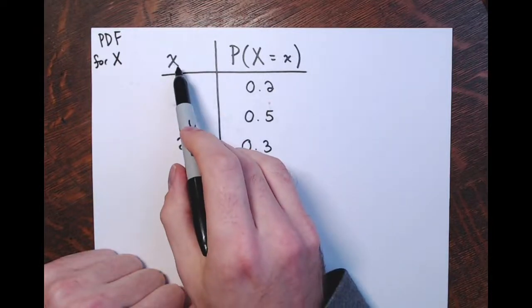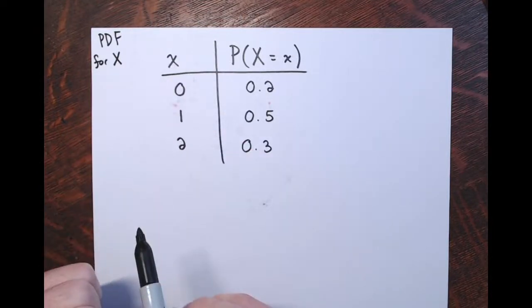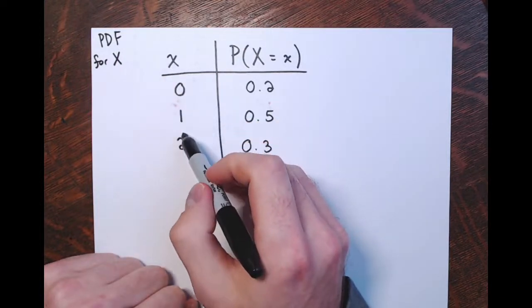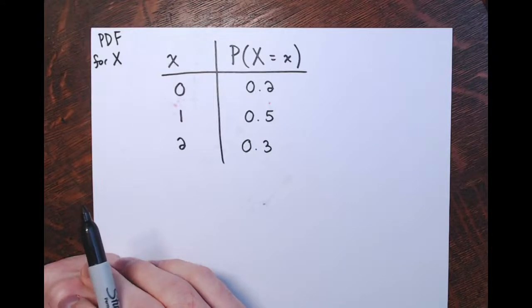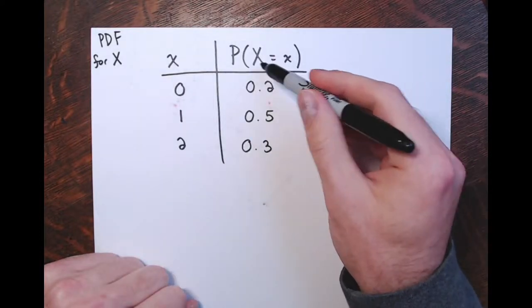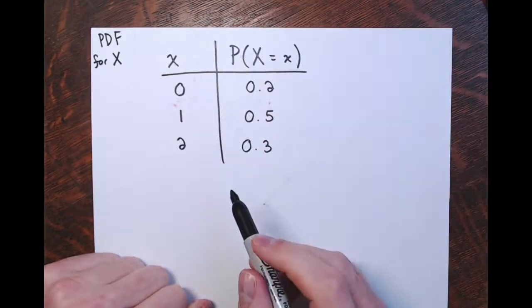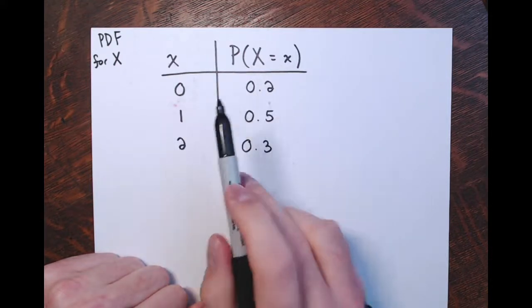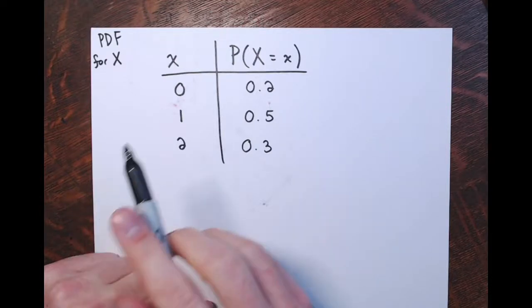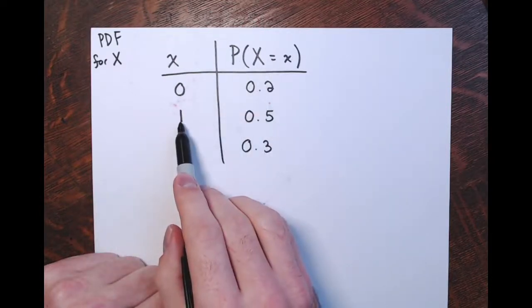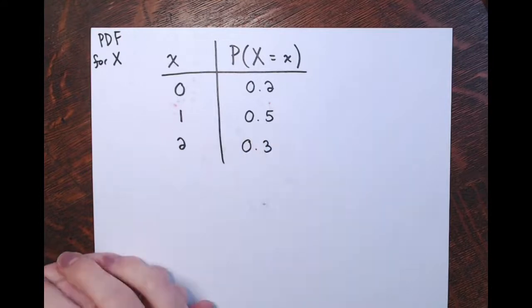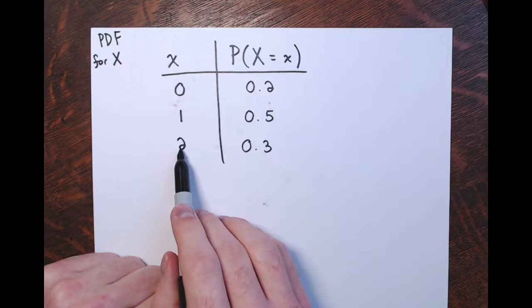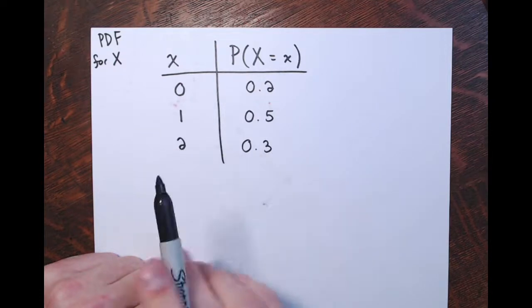If you remember section 4.1, it's all the same. This little x column represents all possible values of capital X. And down the second column, you have the probabilities of each value occurring. The probability that capital X has a value of 0 is 20%, 0.2. The probability that X is going to take on the value of 1 is 50%, or a half, 0.5. And the probability that X takes on the value of 2 is 30%, 0.3.